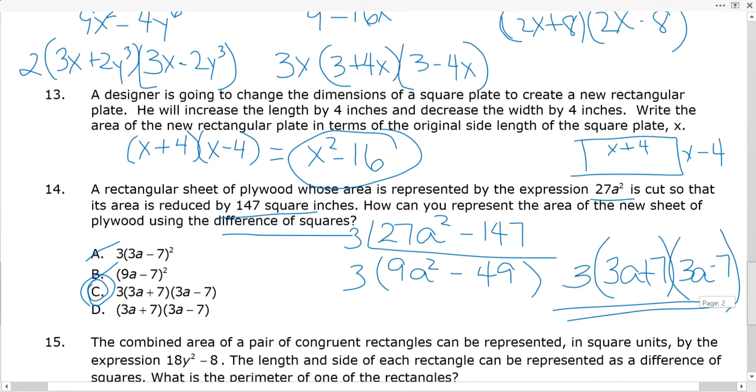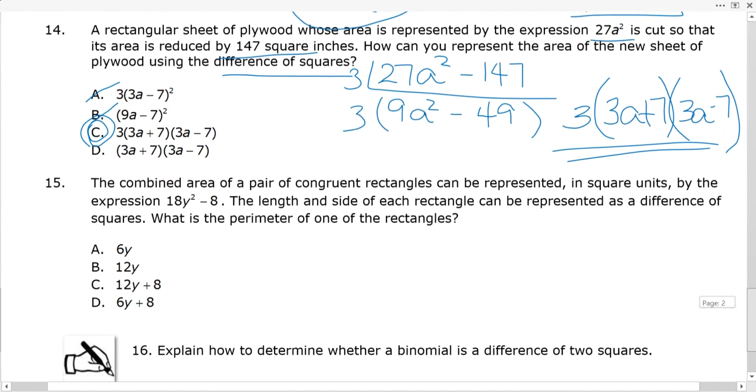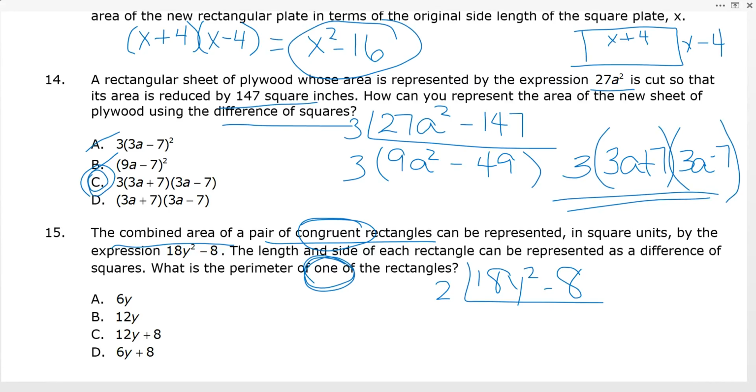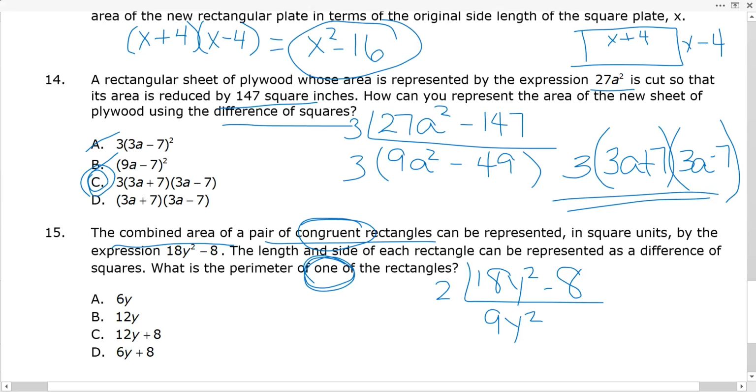Okay, 15. I had to read this really slowly. Combined area, congruent rectangles. Congruent means they're the same. Okay, and the area is 18y squared minus 8. And that's for 2 rectangles. And all I care about is 1. So the first thing I'm going to do is divide by 2, because that will give me the area of one of my rectangles that are exactly the same. So I end up dividing by 2 and I get 9y squared minus 4. So this is for one rectangle.